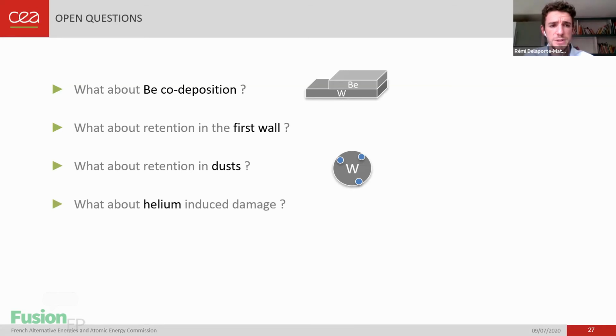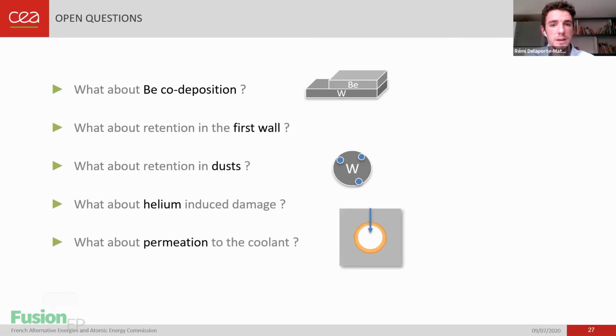What about helium-induced damages? You can have helium bubbles that will maybe increase or decrease the retention. We have to work on that as well. And what about the permeation to the coolant? Like I said, tritium contamination of the coolant system is very concerning. So we need to address how much hydrogen goes through and contaminates the coolant. And finally, like I said before, we would like to apply this to other exposure conditions, maybe other tokamaks as well, in order to have a broader idea.